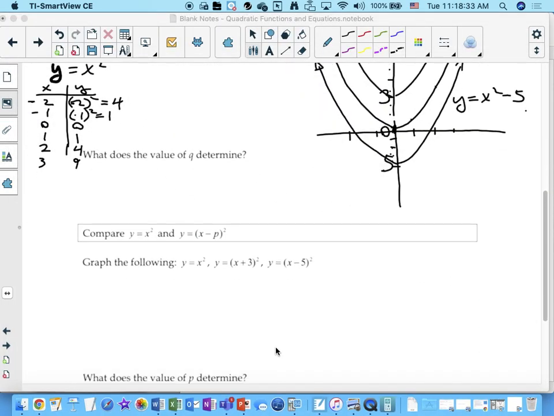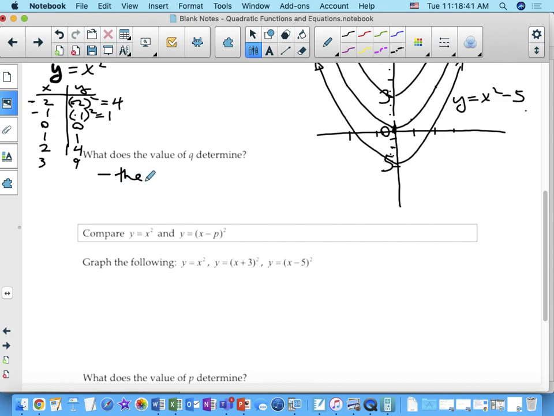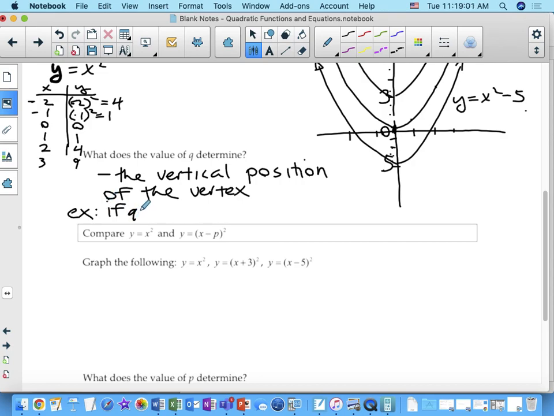The q value determines the vertical position of the vertex. Okay, so for example, if q equals -5, the vertex moves down 5 units.